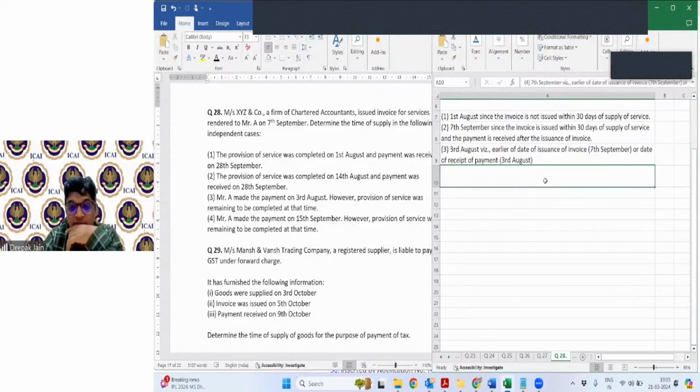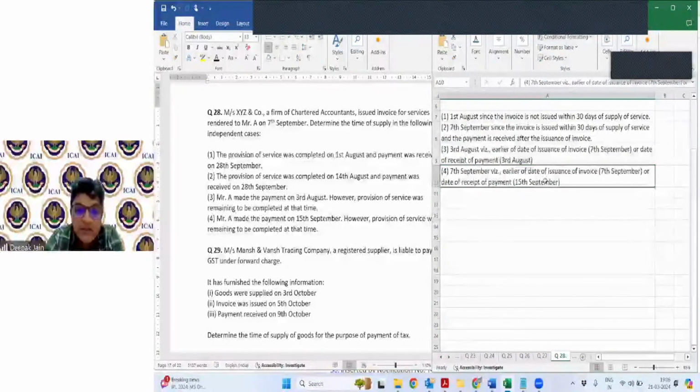Correct. What is the difference between case 3 and case 4? In case 3 and case 4, both provision was not completed, but the payment in third case is received on 3rd August, and in fourth case, it is 15th September. So the time of supply in fourth case will become the issue of invoice, which is 7th September, earlier of the date of issue of invoice or the date of receipt of payment, whichever is earlier. So you have issued the invoice on 7th September, so that will become the time of supply.